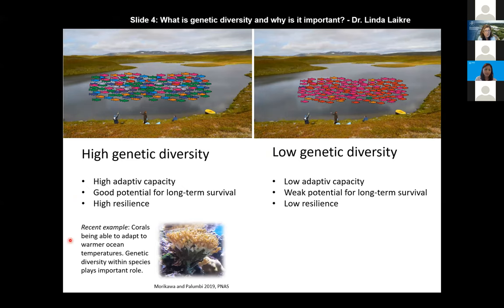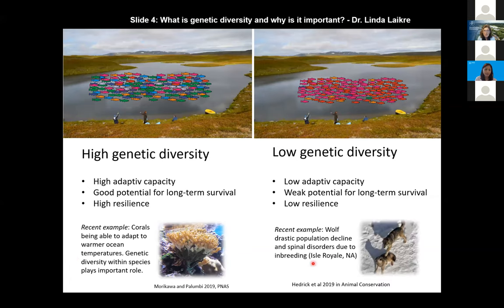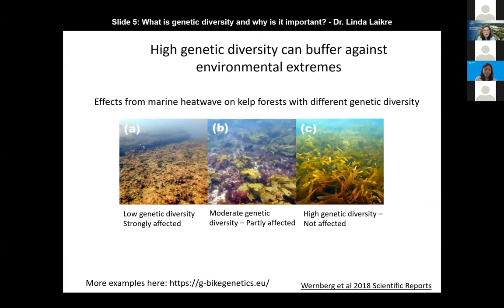One important example that was recently published is corals, where specific genetic compositions are better at adapting to warmer ocean temperatures than others. So genetic diversity within these species is essential for being able to adapt. Whereas an example of low genetic diversity is an isolated population of wolves at Isle Royale in North America, which over decades lost their variation, became extremely inbred with many disorders that resulted in a population collapse. And there are many similar examples.